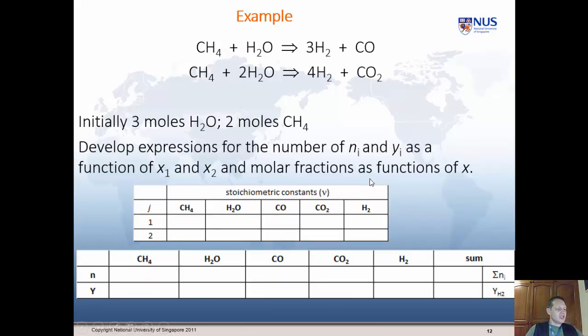Okay, so what I would like you to do now is I've put 2 equations up here. What I'd like you to do is to do the same thing again. This time you're looking for the number of moles and the mole fraction. So this time, your numbers of moles are given as 3 for methane, 3 for water and 2 for methane.